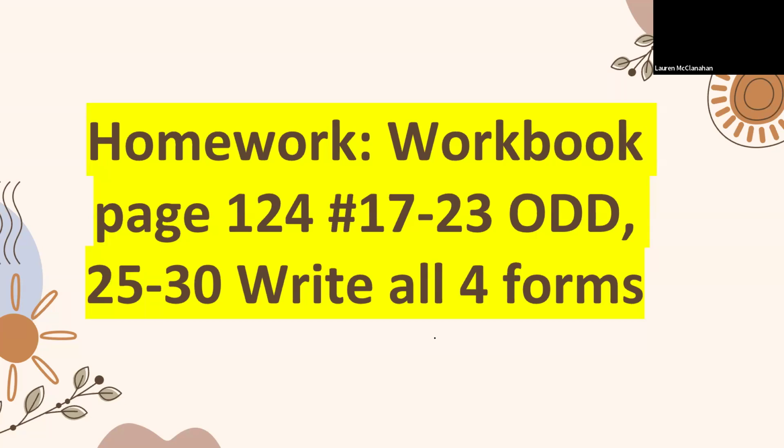And then for 25 through 30, I want you to write all 4 forms. So recursive, explicit, slope intercept, and standard. Okay. I'll write it out up here what all 4 forms are. All four forms are recursive, explicit, slope intercept, and standard.